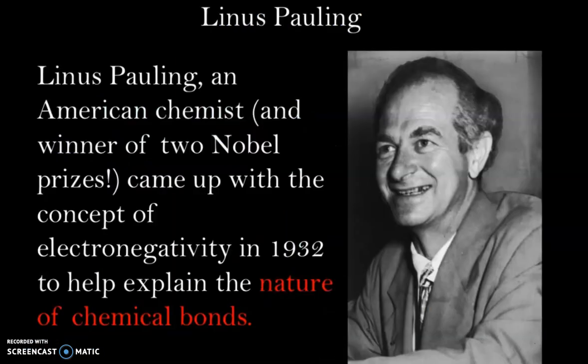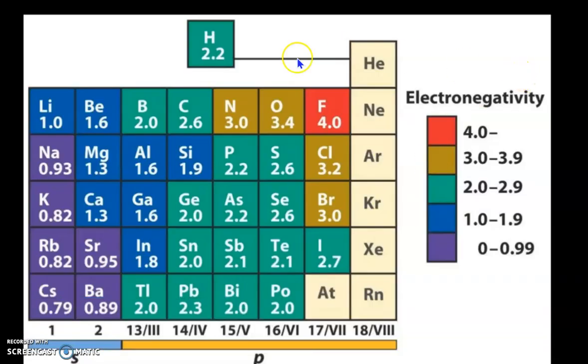Now, Linus Pauling, an American chemist and winner of two Nobel Prizes, came up with the concept of electronegativity in 1932 to help explain the nature of the chemical bond. Here, this diagram clearly shows some values of electronegativity: from left to right this value goes on increasing, and from top to bottom this value goes on decreasing.